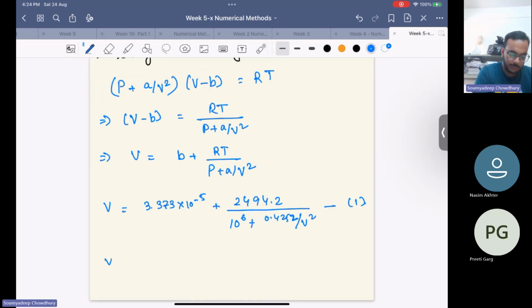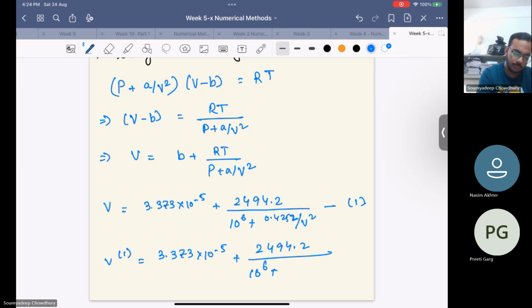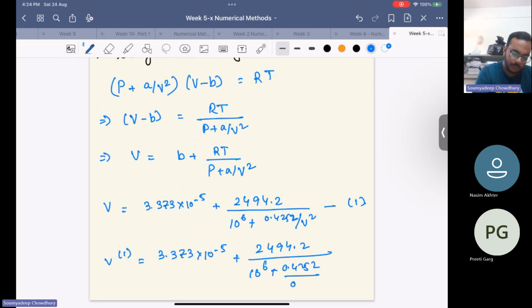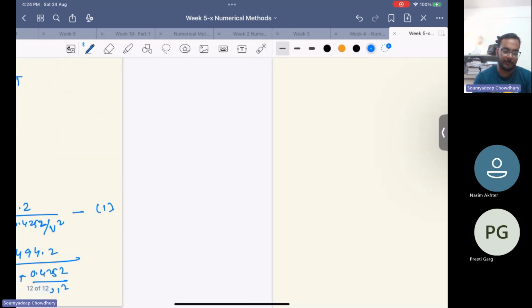If we find V of 1, it is 3.373 into 10 to the power minus 5, plus 2494.2 divided by 10 to the power 6 plus 0.4252 by V of 0 square. V of 0 is 0.01. If you do this calculation, you will find it is 2.517 into 10 to the power minus 3. So in the first iteration, we have found V of 1.